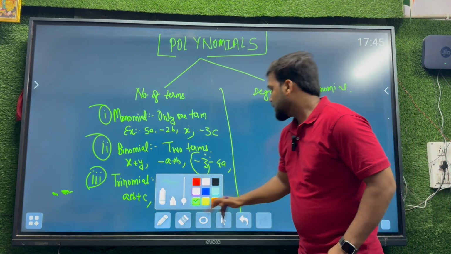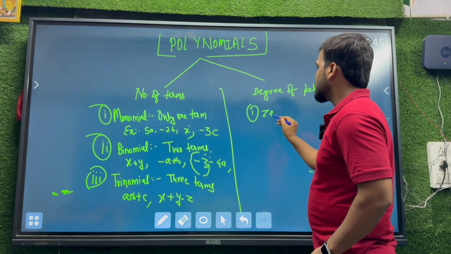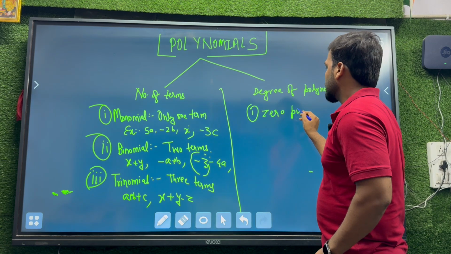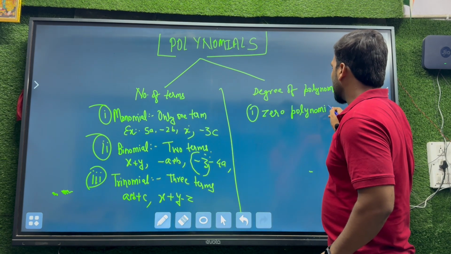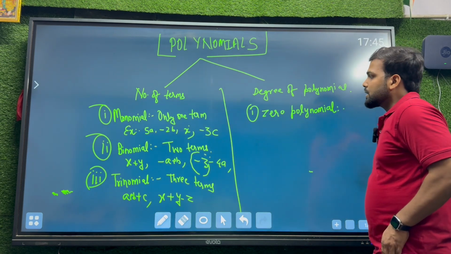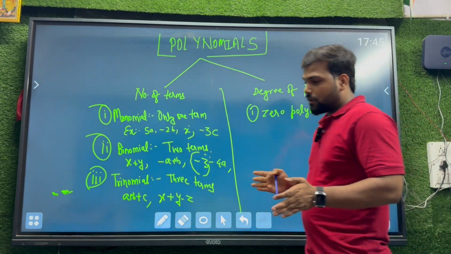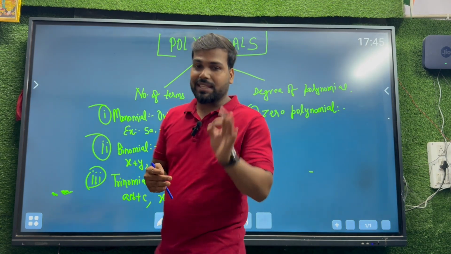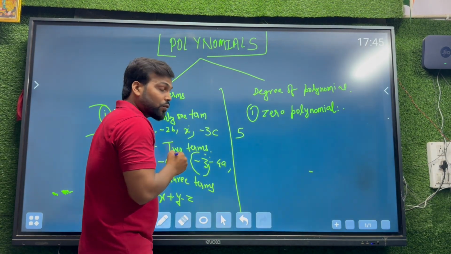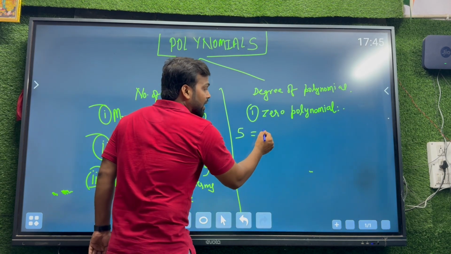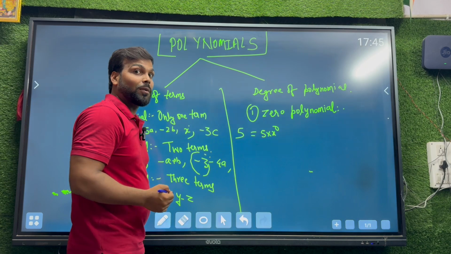Yeah. Now the first one is zero polynomial. Zero polynomial is a very important polynomial which most students may not know. So let's define what a zero polynomial is. It is a variable having degree 0. Let's write down 5. So 5 can be written as 5 times x to the power 0, and x to the power 0 will give you 1.